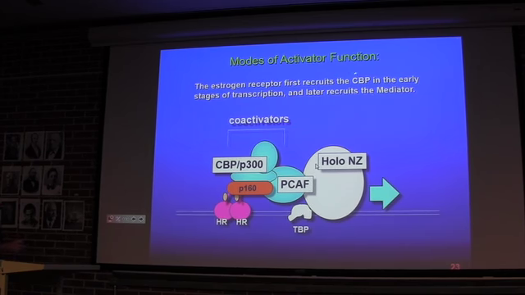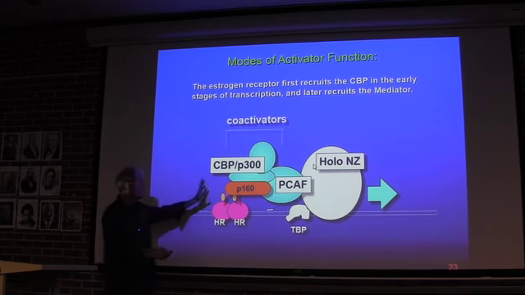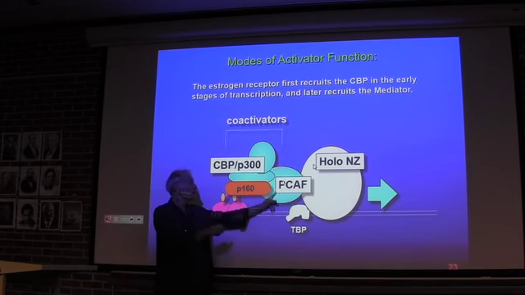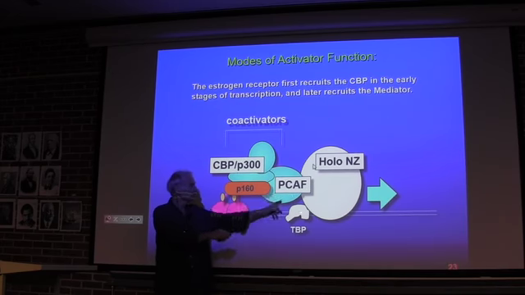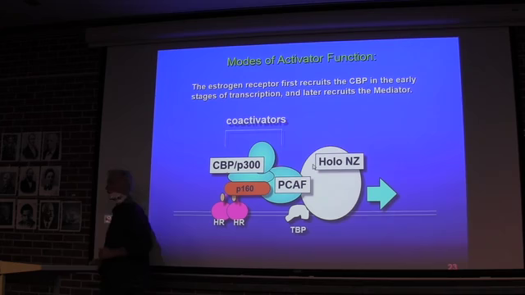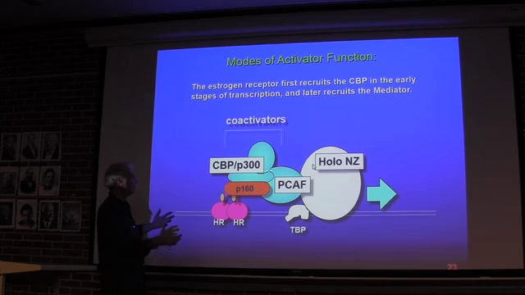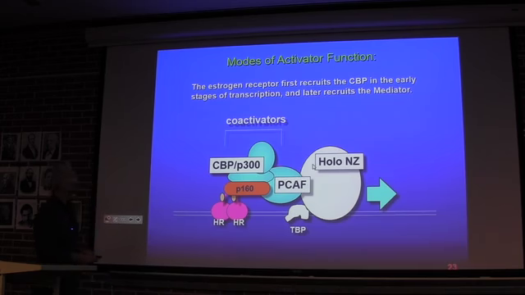So estrogen receptor first recruits CBP, early stages, and later recruits mediator. So how does TBP get here? By association with one of these coactivators. PCAF is traditionally thought to be the one that escorts her to the party. You get these, they remodel the chromatin, and they deliver TBP to the correct address. So you're building the pre-initiation complex, and you're decondensing the chromatin.